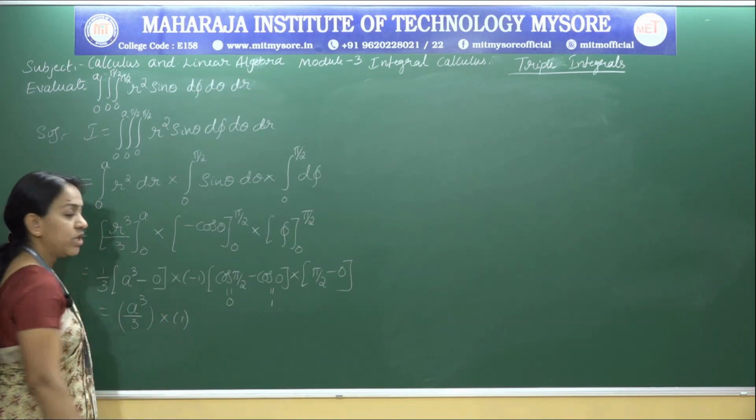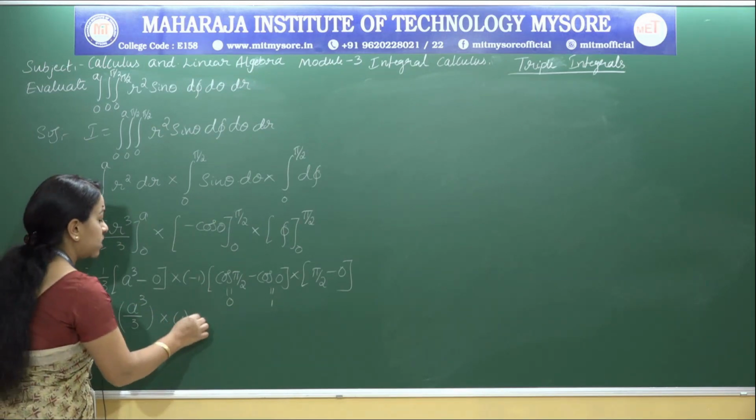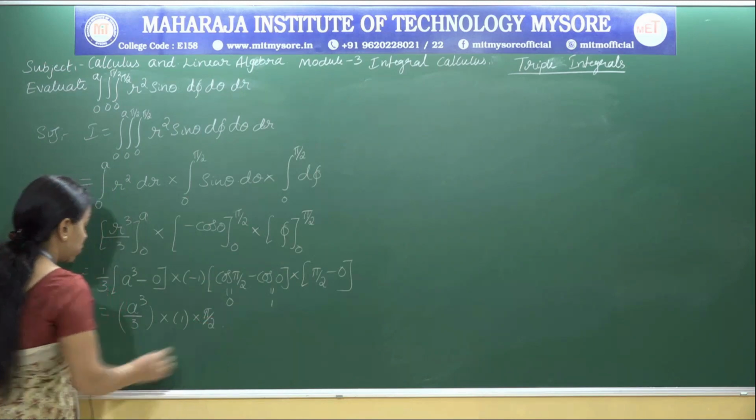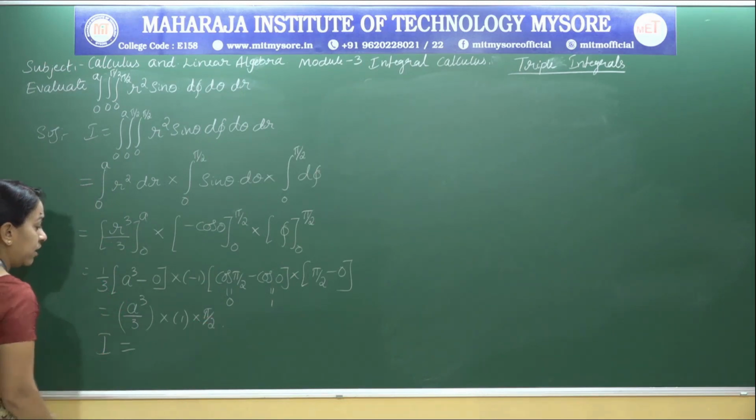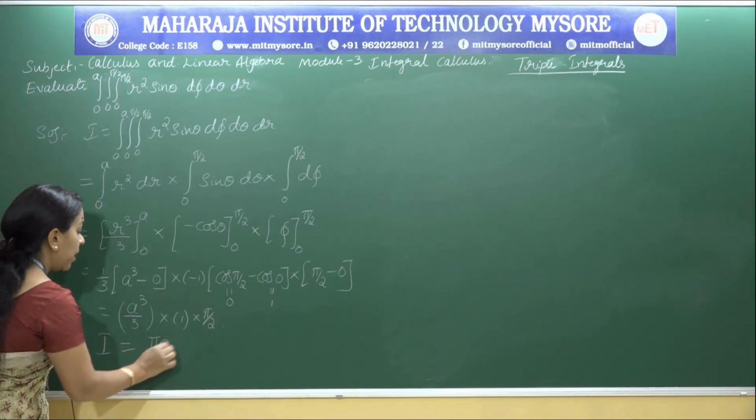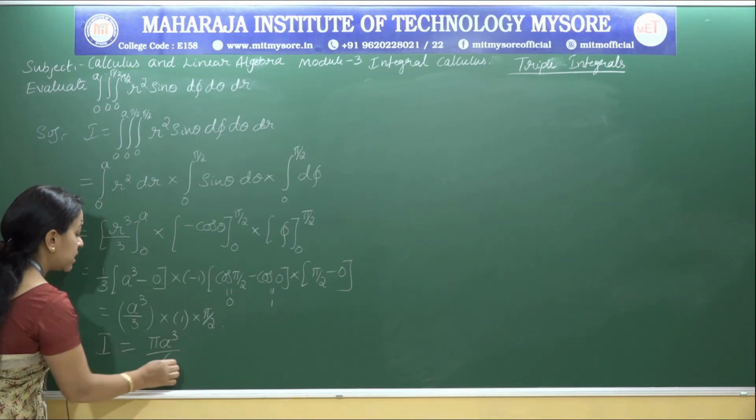So the second value is 1 and the last one is pi by 2. So the given triple integral's final answer is pi a cube by 6.